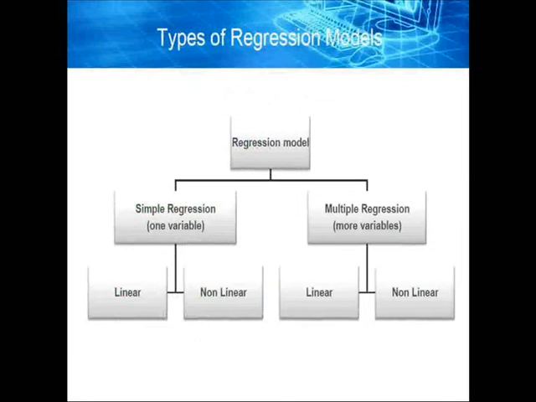Types of regression model. Basically, regression models are based on two terms: simple regression or multiple regression. If we consider a single independent variable, then it is called simple regression. If two or more independent variables are there, then it is multiple regression. Again, these two regressions are represented in both ways, as a linear and non-linear form.